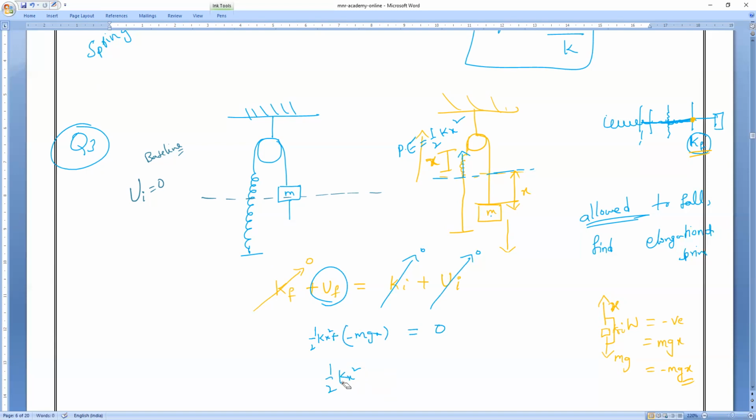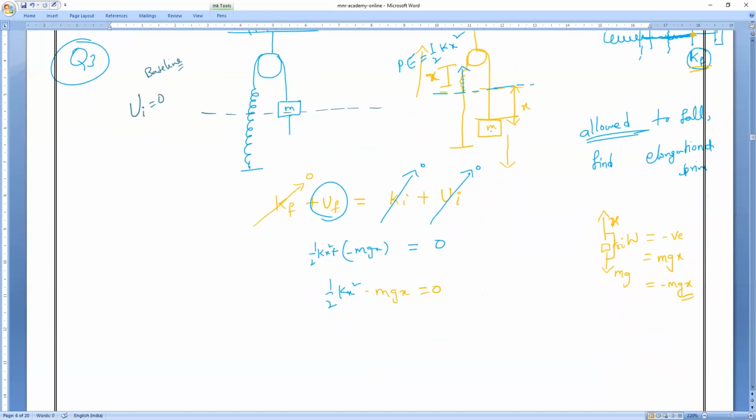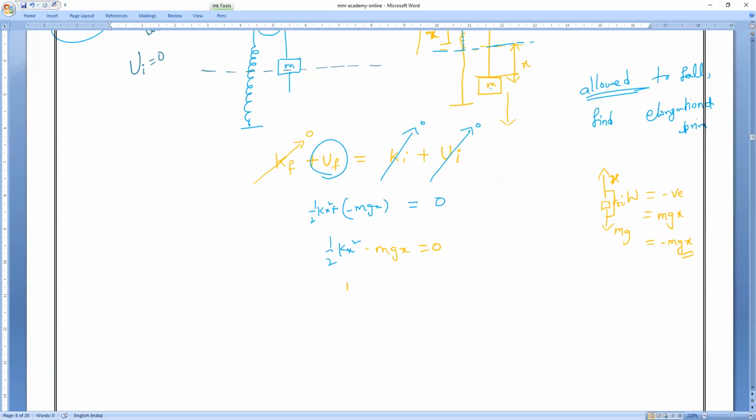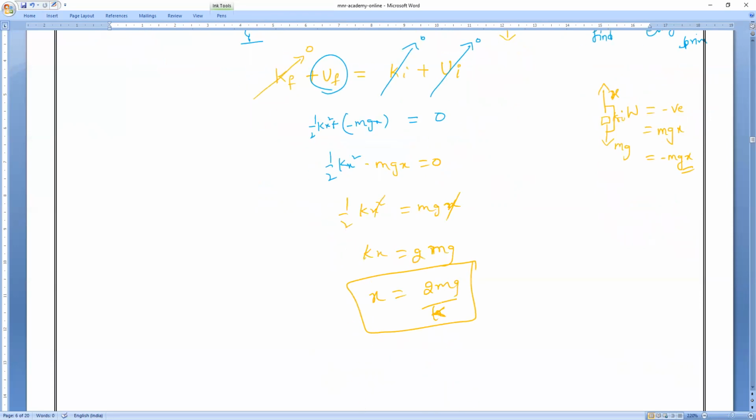Do you all understand, everybody? Yes? So that is what? Minus mgx, which is equal to 0. So again, the same will come. What is the elongation of that? Half k x square is equal to mgx. So x will get cancelled. So kx is equal to 2mg and x is equal to what, everybody? 2mg by what? K. Understand? So that's all it is.